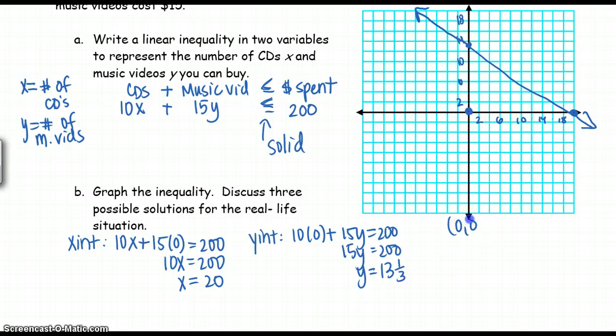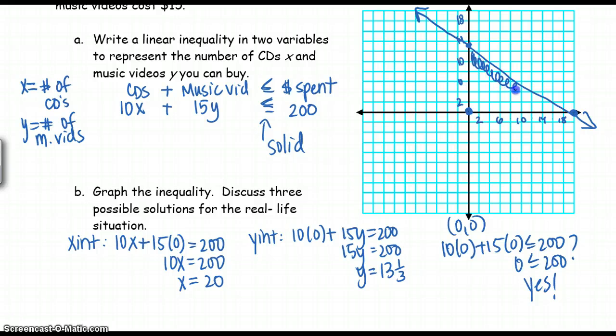The next thing we have to do, find a test point. I like to use 0, 0, the origin. It's just the easiest to check. Substitute this into your original inequality and see if you get a number less than 200. Is 0 less than or equal to 200? Yes, it's definitely less than 200. So we're going to shade.